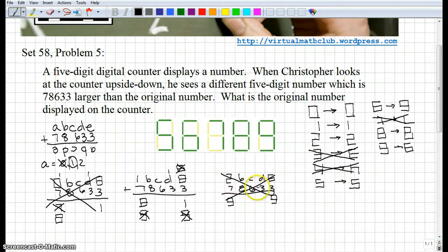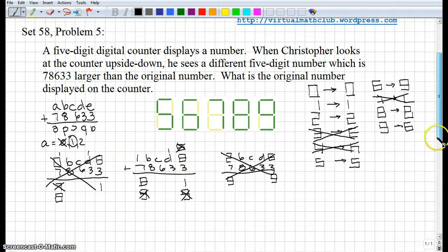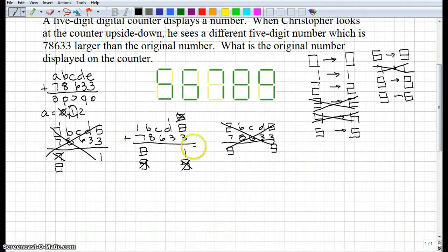All right, so we have A and E. We're making progress. Let's keep going. The next thing I want to look at, I see that B and 8, in this case, cannot have a carry, right? Because the 9 didn't work out. So that really limits what we can have for B as well. So B could be 0 or it could be 1.